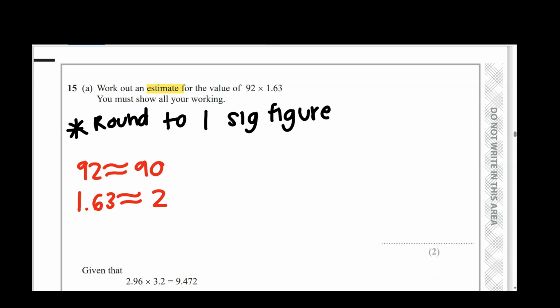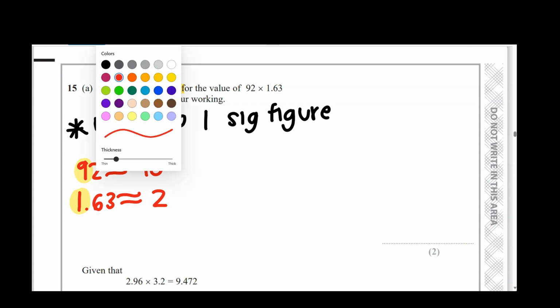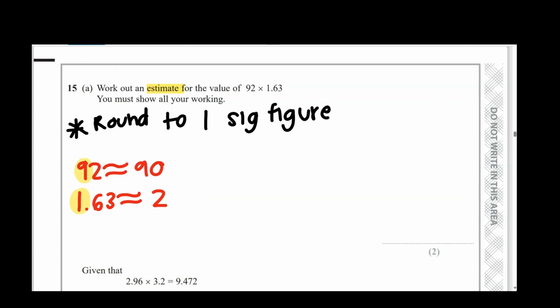So we're saying this 90 is the most important thing. So I'm just going to round it to 90. And this first number here, the decimals aren't really that important. So I'm just going to try round this one. So 1.63, really close to 2. So with an estimating question, you do the rounding like that first. And then what you have to do is you just work it out.